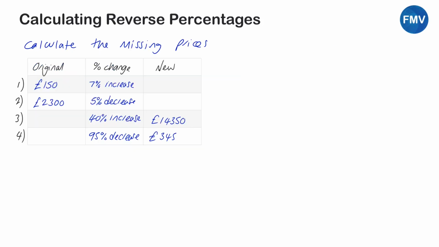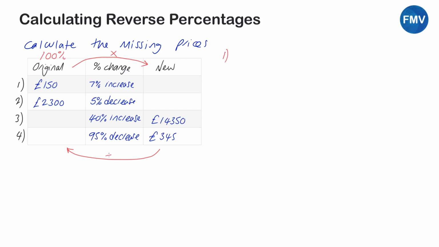Okay, so in this question, we're looking at calculating the missing prices for questions 1 to 4. Original, again, is the 100%. So that's easy to see there. And again, if we're going from the original to the new, we are multiplying. And if we're going from the new to the original, we are dividing. So looking at question number 1.